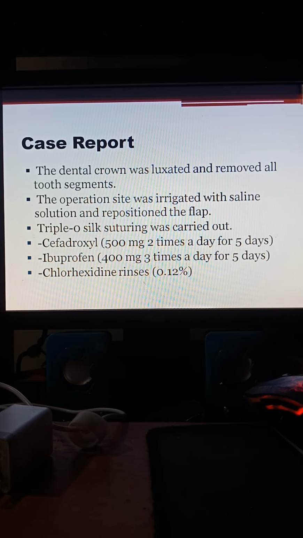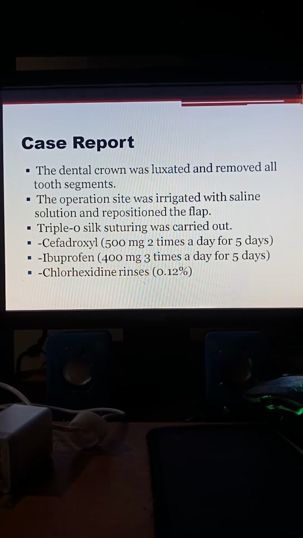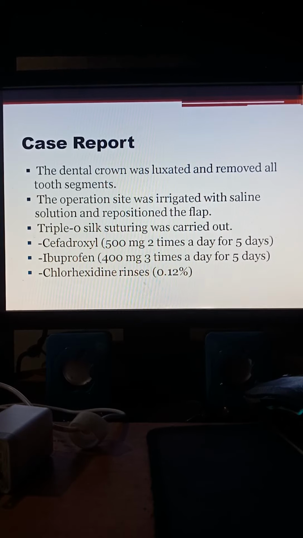Cefadroxil 500 mg 2 times a day for 5 days, ibuprofen 400 mg 3 times a day for 5 days, and chlorhexidine rinses 0.12%.